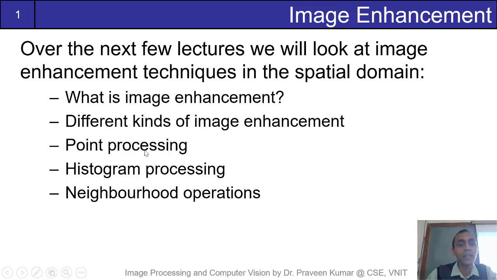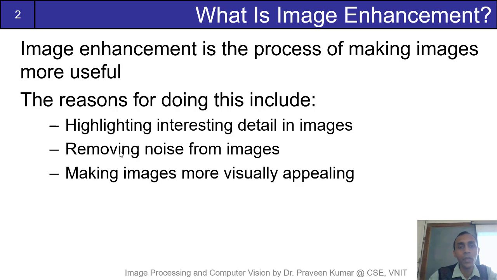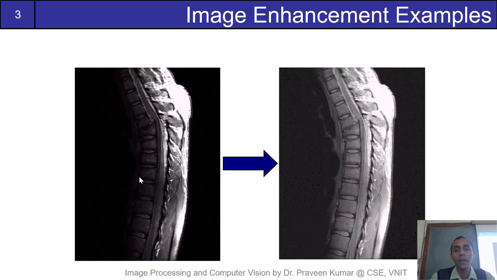So we'll be basically discussing three broad categories. We'll discuss point processing operations, histogram based operations, and neighborhood operations. As I said yesterday, enhancement can be done for improving the contrast, or highlighting some particular details in an image which may not be visible, or for removing noise, or just to make it more visually appealing.